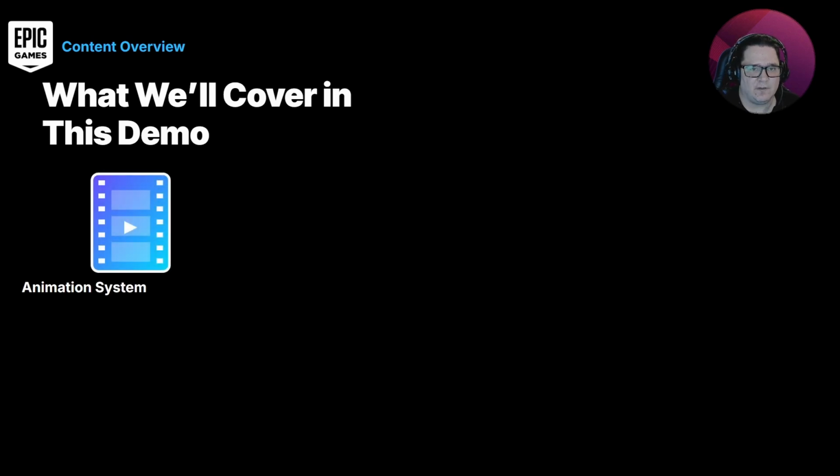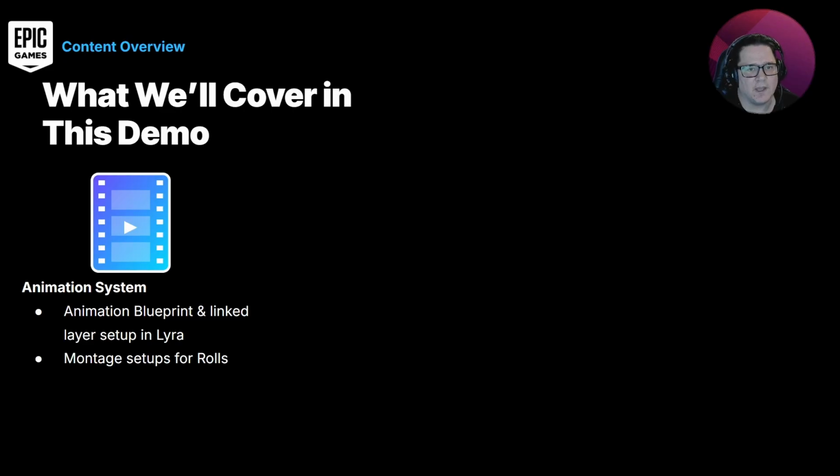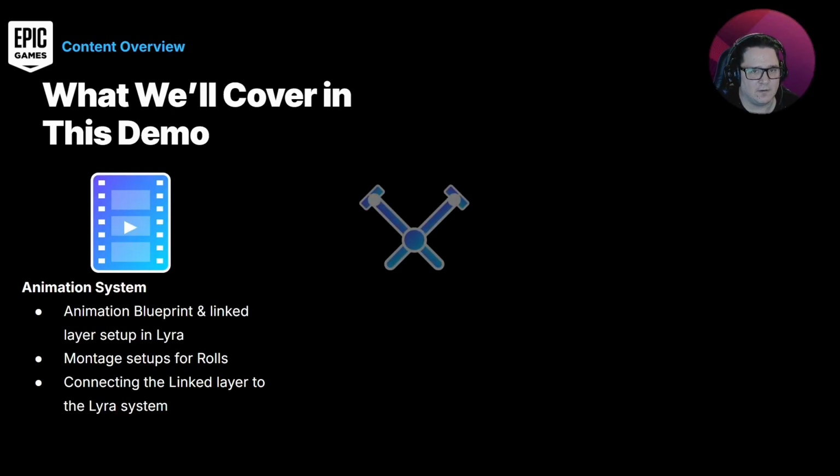So, what I will cover during this demo. First, we're going to check the animation systems. We're going to check the animation blueprint and linked layer setup using Lyra: how you can take a look at that, how you understand the configuration and the setups, how to set up the montages for the roll animations that are connected with the locomotion system, and how you can connect the linked layer into the Lyra system using the weapon blueprints and data assets.